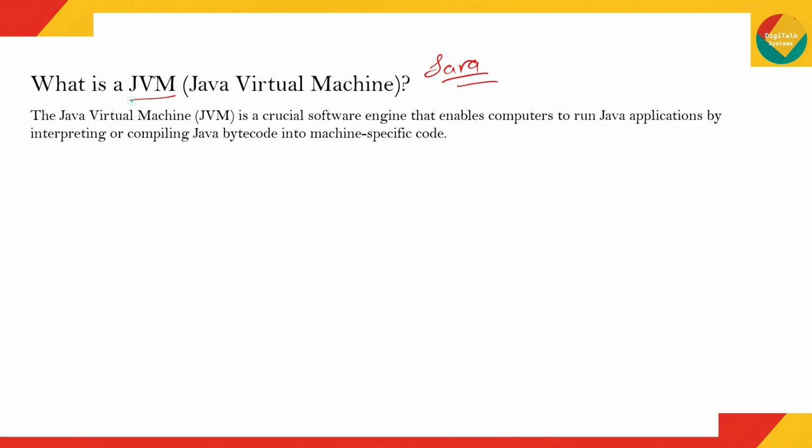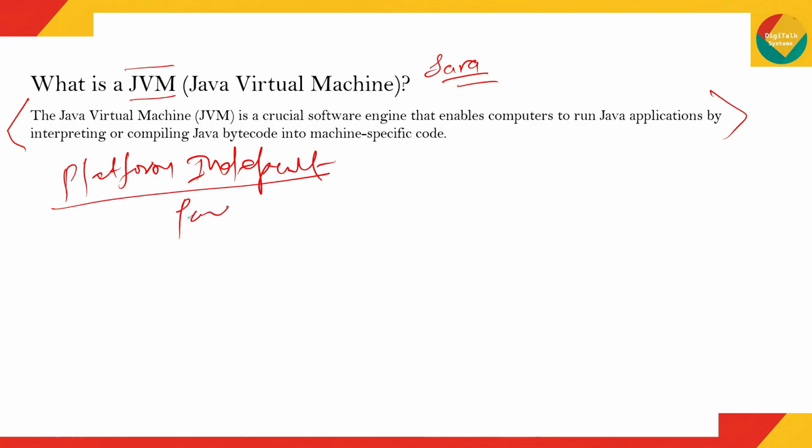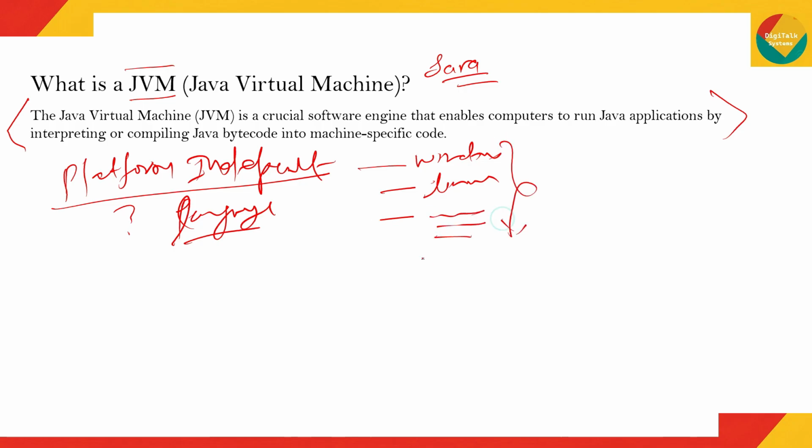But what is the use of this JVM? What is the purpose of JVM? So we know about the Java language, that Java language is platform independent. I will come to this definition later. So we know that Java is a platform independent language, right? And why do we call it platform independent? Because you can develop the code anywhere. You can develop the code in Windows, you can develop the code in Linux, you can develop the code in any of the other operating systems, and you can run it anywhere.